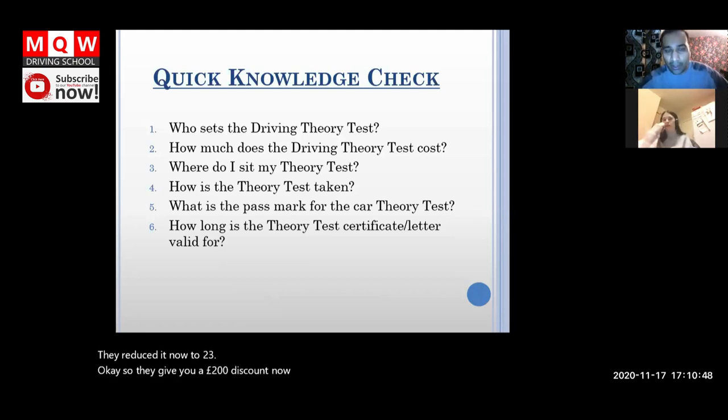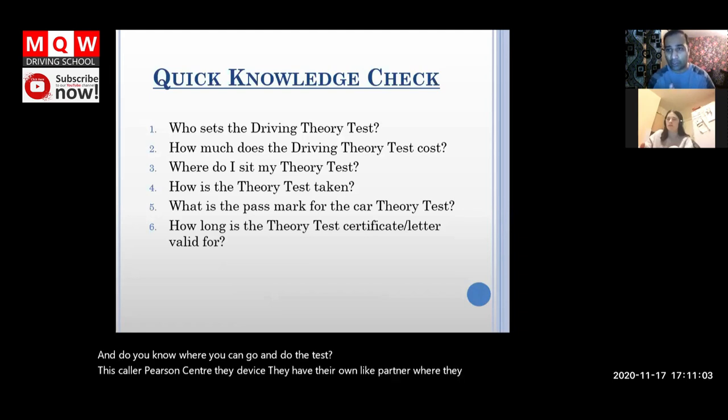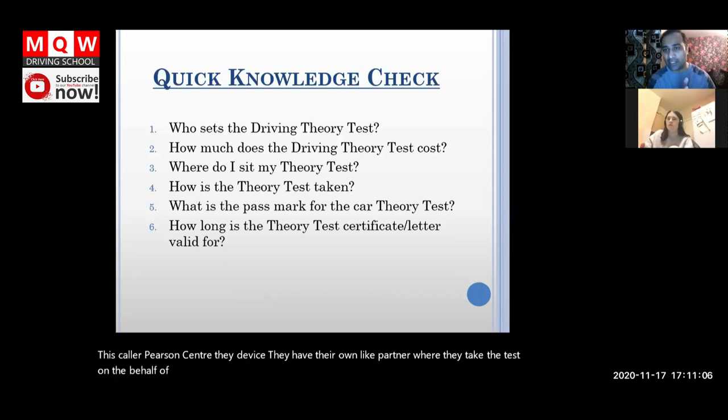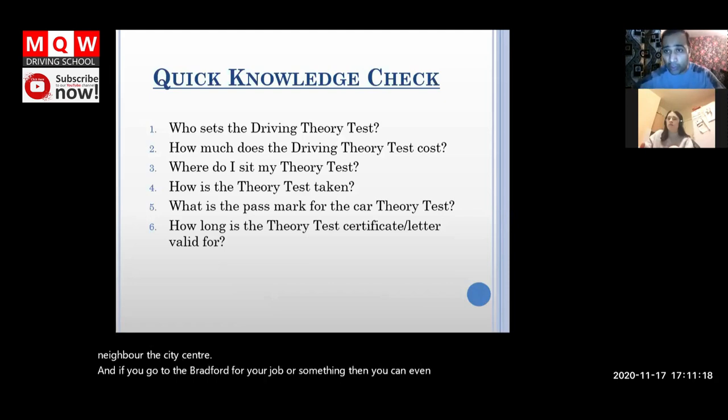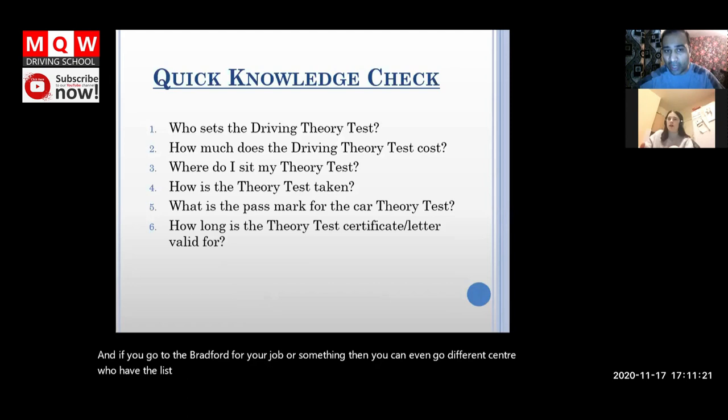Yeah. And do you know where you can go and do the test? Location? No. Okay. This is called a Pearson Center. The DVSA have their own partner where they take the test on behalf of the DVSA. So you go to that place. This is in Leeds, nearby Headrow, near the city center. And if you go to Bradford for your job or something, then you can go to a different center which has the earliest booking option. Like an early date. So you don't have to sit particularly in your area.